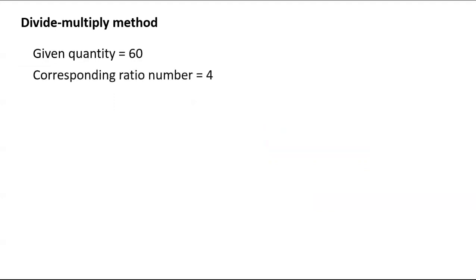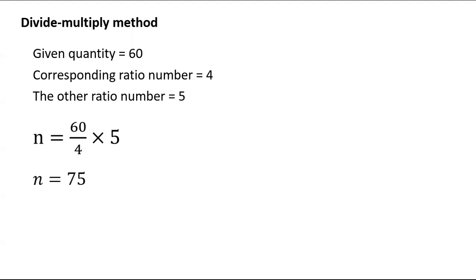All right. If you were to use the divide or multiply ratio, we are given the quantity of 60. The corresponding ratio to 60 will be the first part, which is 4, and the other ratio will be 5. Remember the rule. You take the given ratio divided by the corresponding ratio and multiply by the other ratio, which is 5, and n will be 75. So it's your choice which method you want to use.